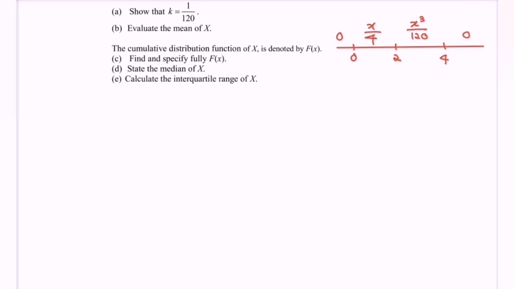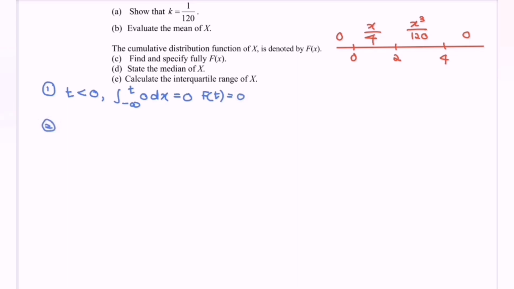Next, the cumulative distribution function of x is denoted by F(x). Find and specify the full F(x). So find the CDF. Step number 1 refers to the range t less than 0, where we integrate from negative infinity until t the function 0 dx. So we have 0, so F(t) is equal to 0.